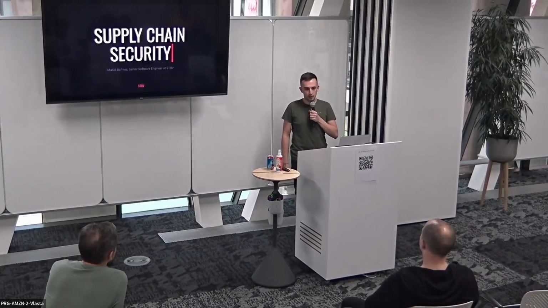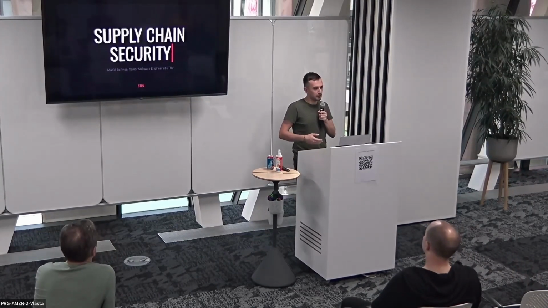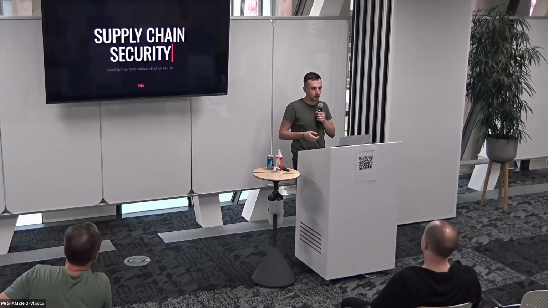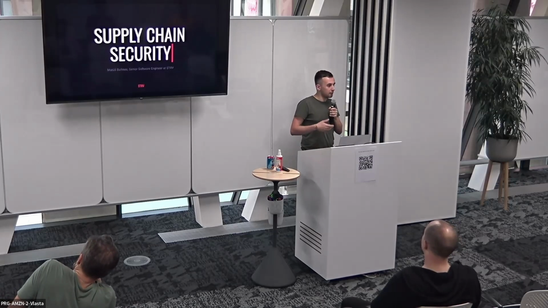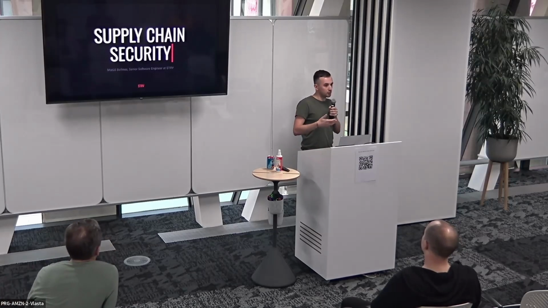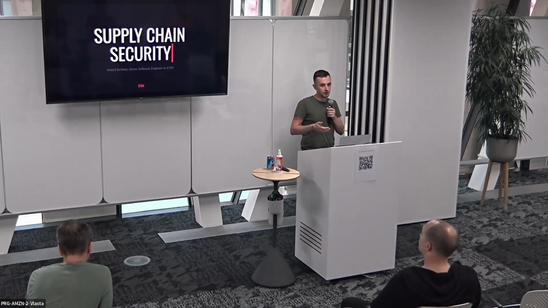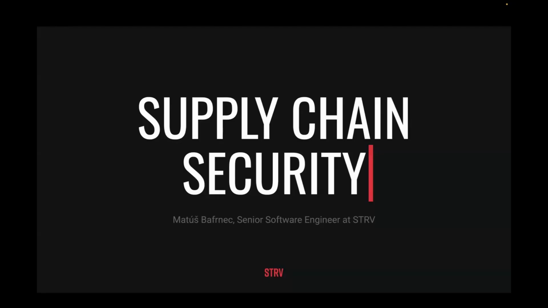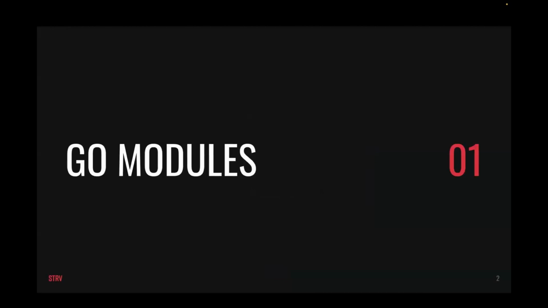Nowadays, software is rarely built only out of custom code. It's usually dependent on some third-party API services, some other components, some open source libraries. All of these dependencies together create your supply chain. Today, I'd like to talk about supply chain security, especially from the Go perspective.